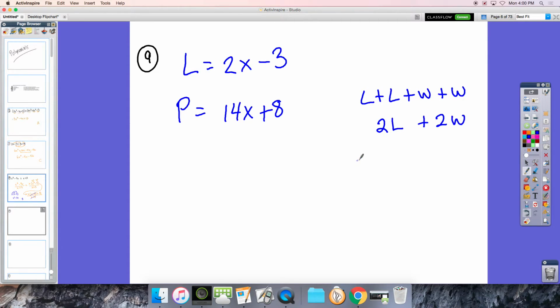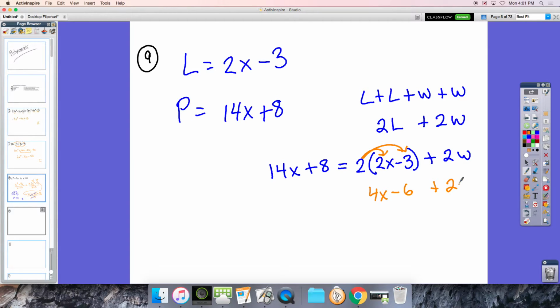Now we know the length, so we have 2 times our length, but we don't know our width, so we're going to leave the w as what we're trying to figure out, and we know that that equals 14x plus 8 because that's our perimeter. Now all you're going to do is solve, so distribute. 2x times 2 is 4x, and 2 times negative 3 is negative 6, plus your 2 widths equals 14x plus 8.